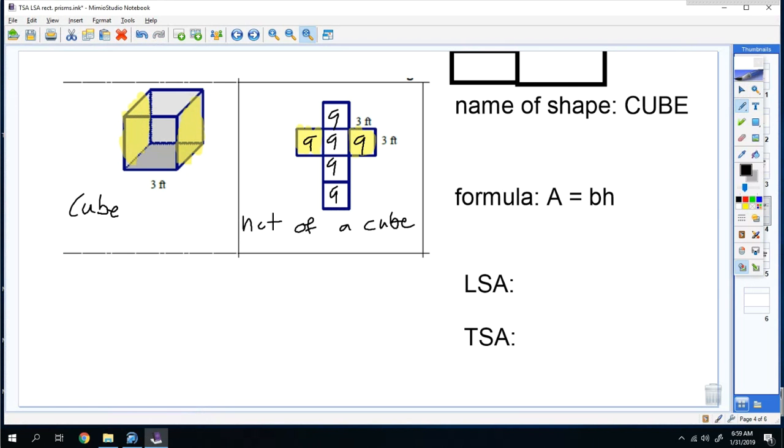Now we're going to find the lateral surface area. The lateral surface area is going to include everything but the bases, so it's going to include 4 squares. So you're going to do 9 times 4, because all 4 of those squares equal 9. So 9 times 4 is 36. Then we're going to find the total surface area. The total surface area is everything. So I'm going to take the lateral surface area that I already have and just add my 2 bases to that. So that would be 36 plus 9 plus 9, which is the same thing as doing 9 times 6, which is 54.